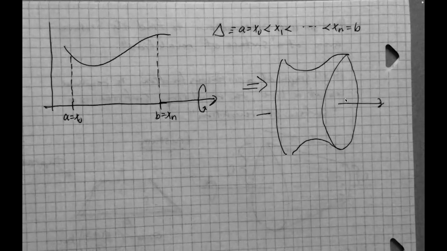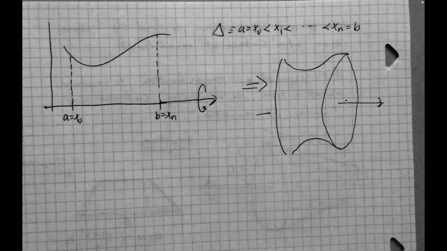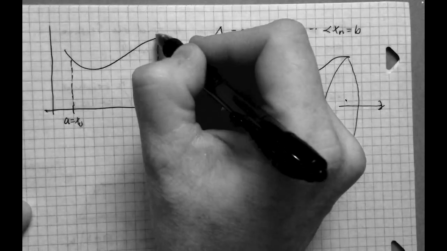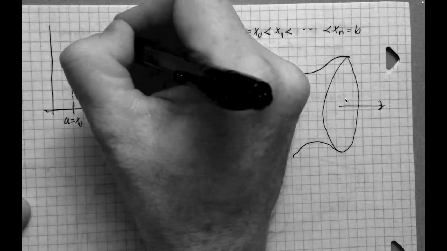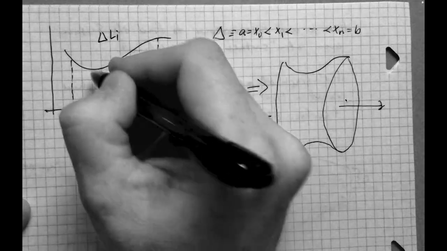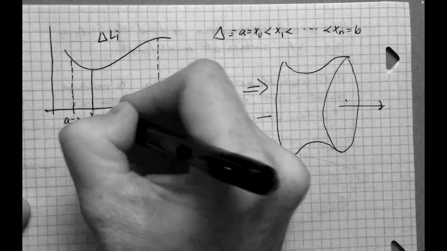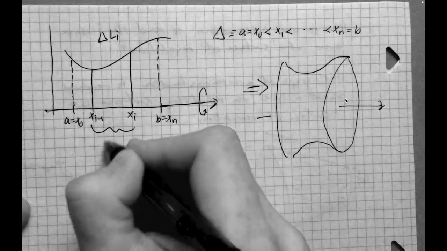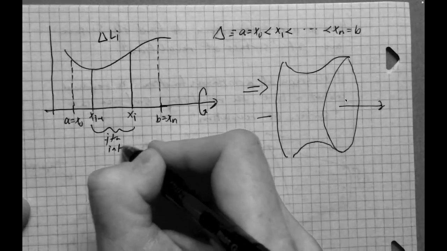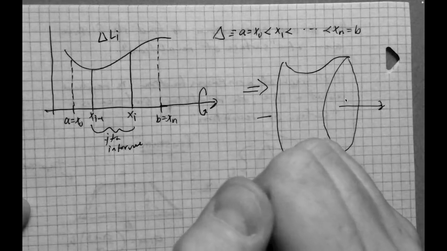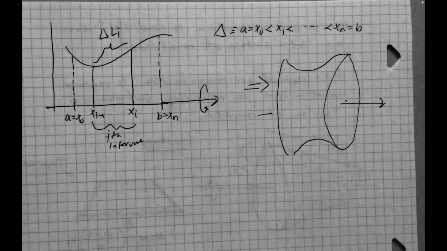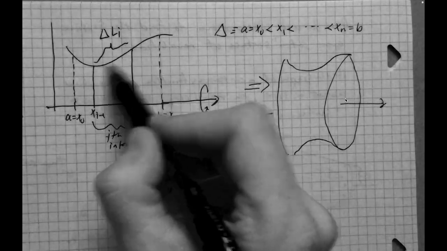All right, so then what's the idea here? Well, what we're going to do is on this shape here, there's going to be a delta Li. First I guess we need our xi minus 1 and our xi, right? So here's our ith interval, kind of our representative interval. And we've got this delta Li, and delta Li is going to be the length of this line here.